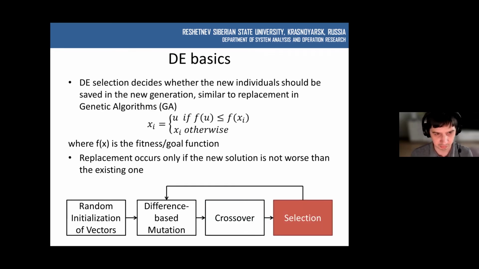And finally, selection. Also very simple. If our newly generated point is better, or at least as good as the previous one that we had, then we replace the solution. If it is not, we do nothing. We just forget the new solution because there is no way to add it in the population. It is worse than what we have. So this is it, the whole algorithm.